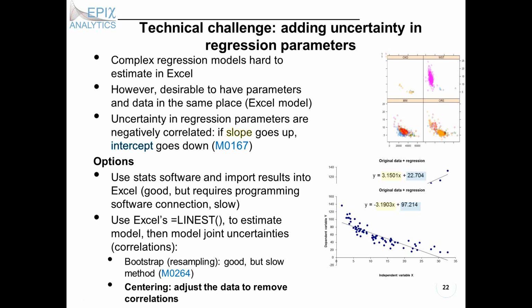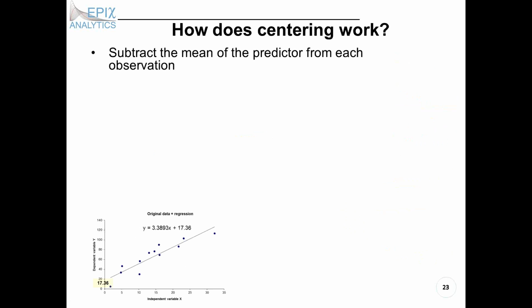And then there is another trick, which is called centering. The idea of centering is basically to adjust the data to get rid of the correlation between these two parameters. So how do we do that? If we start with my regression model as before, what we have is, again, a slope and an intercept.